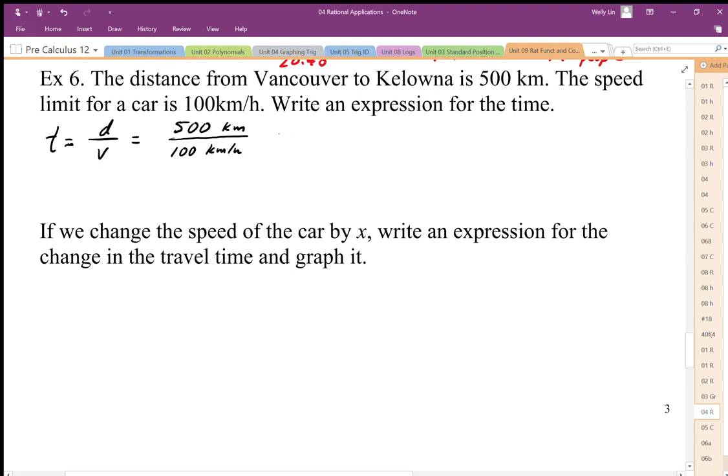And if we were to work this out, we can see the kilometers cancel out, and we should be left with 5 hours of time. So it takes 5 hours at the speed limit to go from Vancouver to Kelowna.